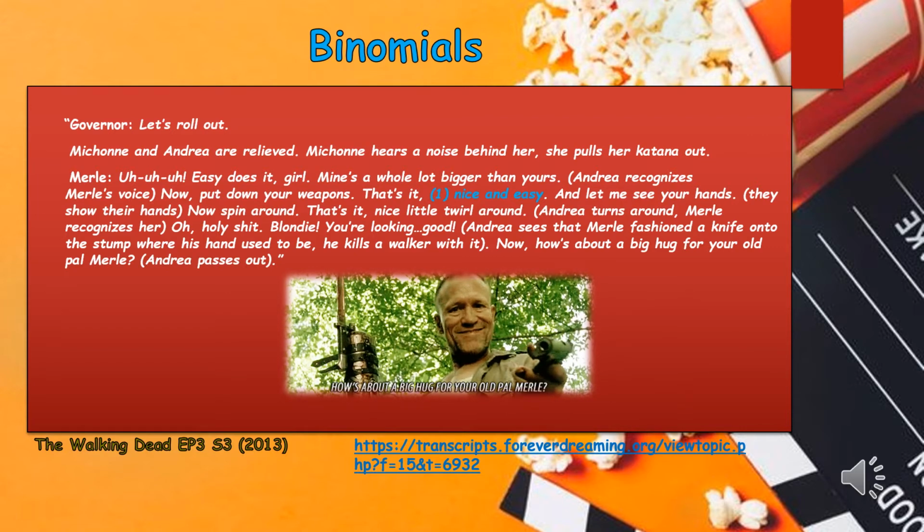The next topic is about binomials. Two words usually joined by the word and or another conjunction. In the next script, we have an example from the third season of The Walking Dead, which involves the characters of Andrea, Michonne, and Merle Dixon. The binomial here is nice and easy, which means a slow and peaceful way to do something.